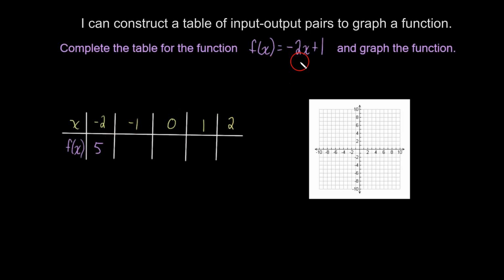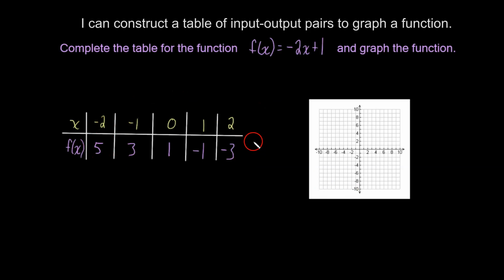Plug negative 1 in here now, so negative 2 times negative 1, that is just positive 2, plus 1 is 3. Plug 0 in, we get 0 plus 1, which is 1. Plug 1 in, negative 2 times 1 is negative 2, plus 1 is negative 1. And plug 2 in, negative 2 times 2 is negative 4, plus 1, and we get negative 3. So that is what our table would look like.